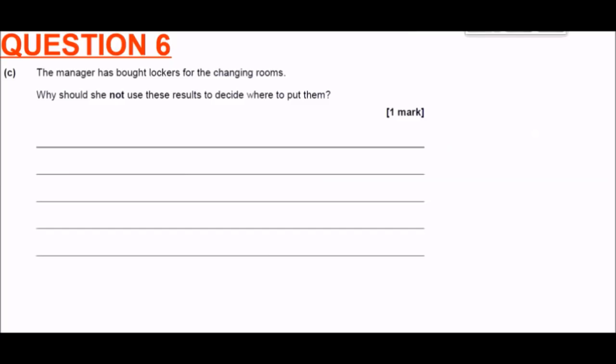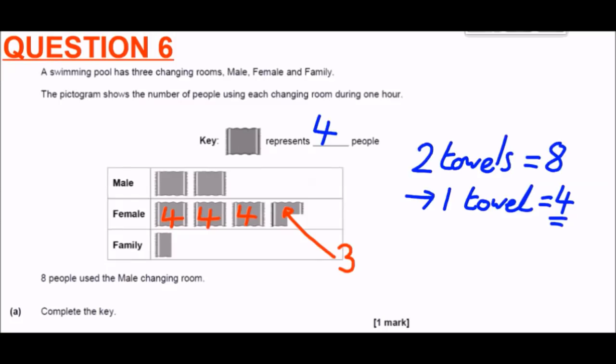Part C. The manager has brought lockers for the changing rooms. Why should she not use these results to decide where to put them? First of all, before you panic, look at the question. It's worth 1 mark, so it's not going to be overly complicated. So don't panic about it. Just think 1 mark, give 1 simple reason. So let's just go back to her results and see what might be wrong with them.